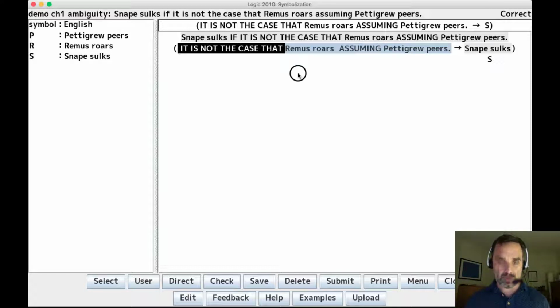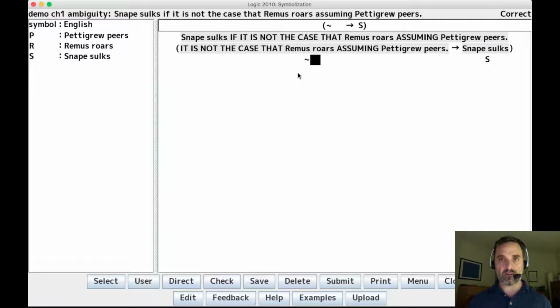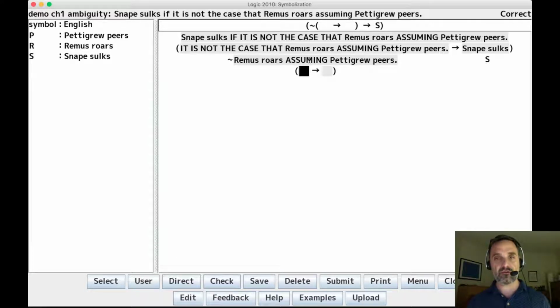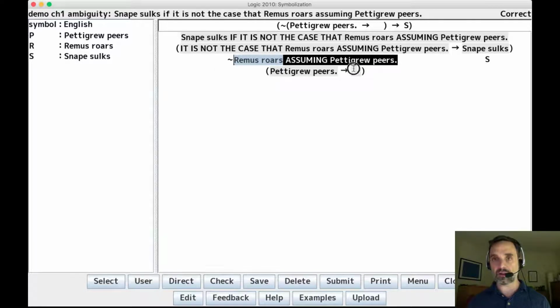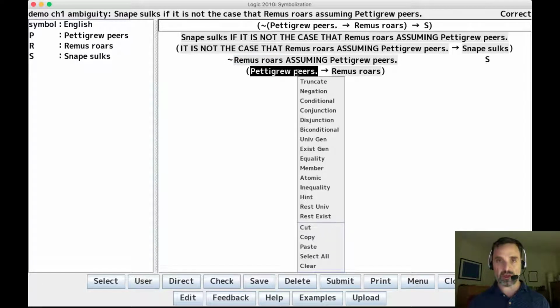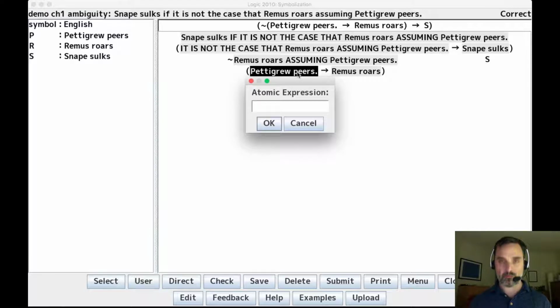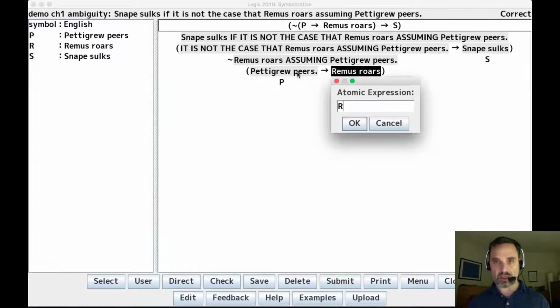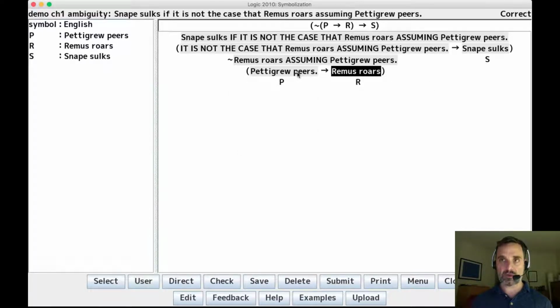So let's do the it is not the case that first, and then we put in the remainder, Remus roars, assuming Pettigrew appears. Okay, assuming is an if. Assuming attaches to the antecedent, and Remus roars, the remainder, is in the consequent. So this is going to be a P, and that is going to be an R. And if we check it, it still says correct, and we have another answer.